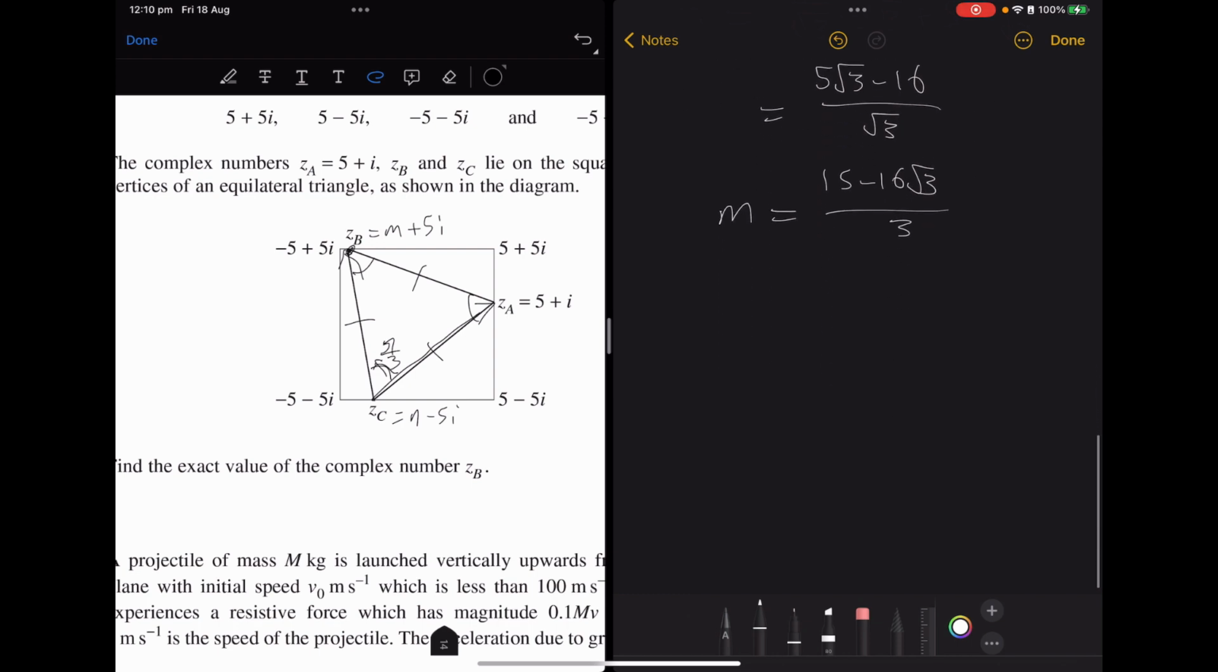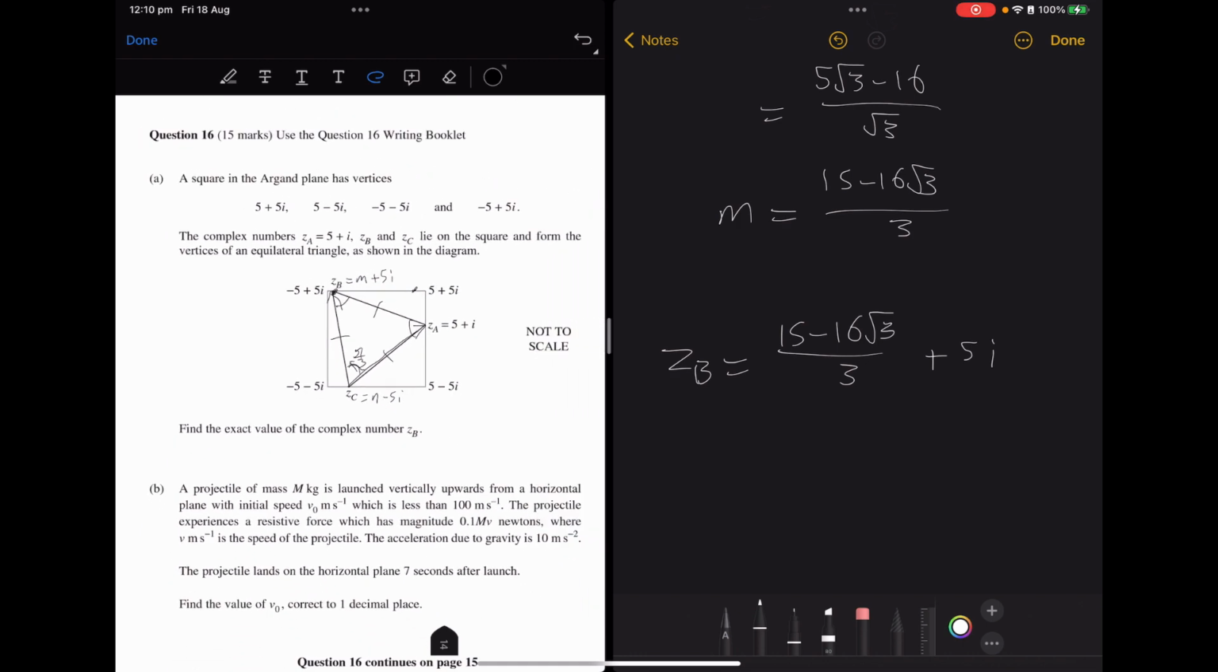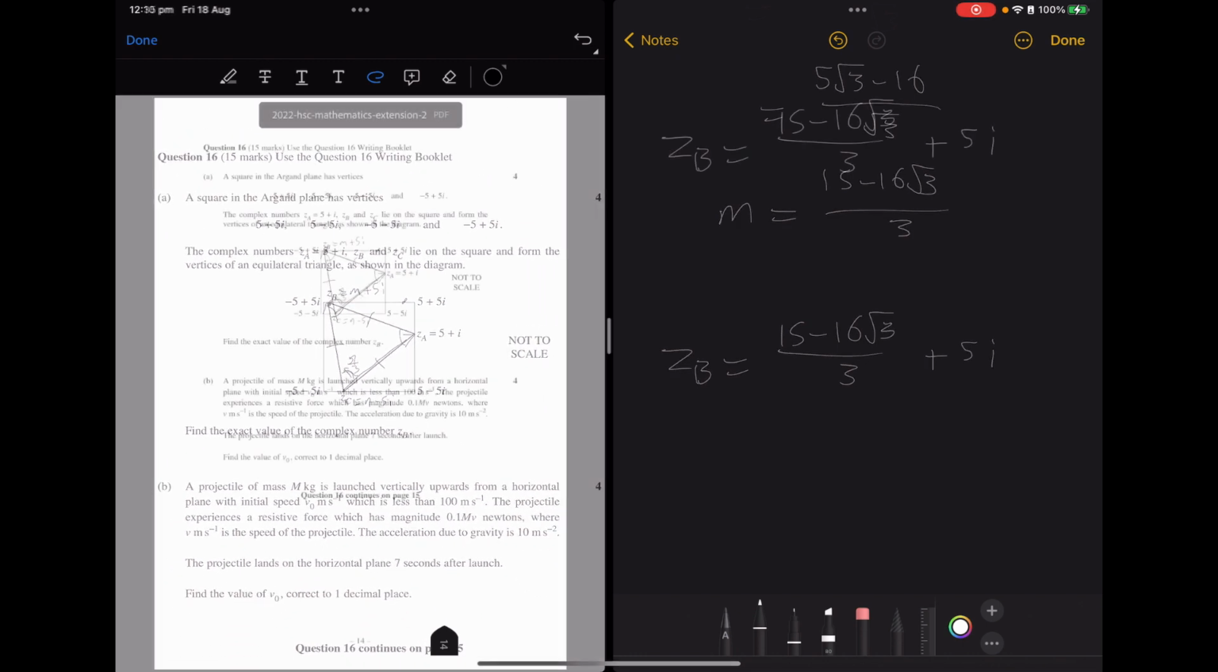And therefore the exact value of the complex number ZB is just equal to (15 minus 16 root 3) all over 3 plus 5i, since you remember, it's on the top half of the square. And that will be it for part A.